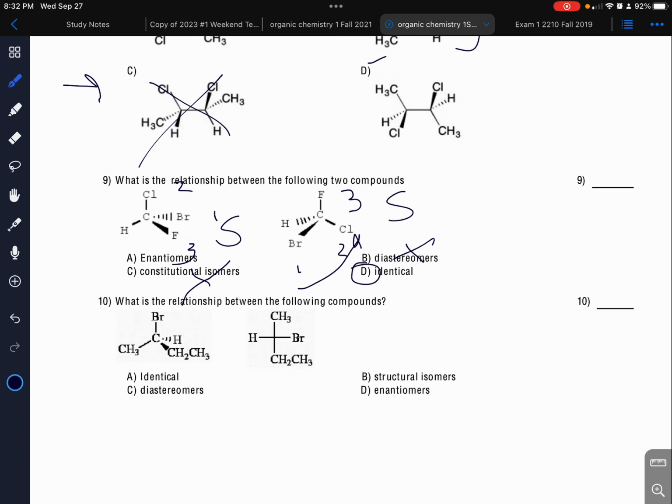Again, what is the relationship between the two? There's only one chiral center, so they cannot be diastereomers. They're attached the same way, so they cannot be structural. They are either identical or enantiomers. 1, 2, 3. This is R. 1, 2, 3. This is also R, but because the hydrogen's coming at me, this is S. They are enantiomers.